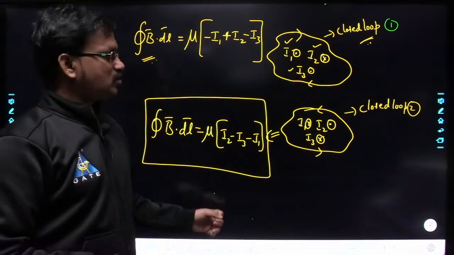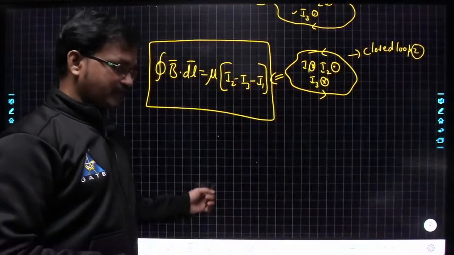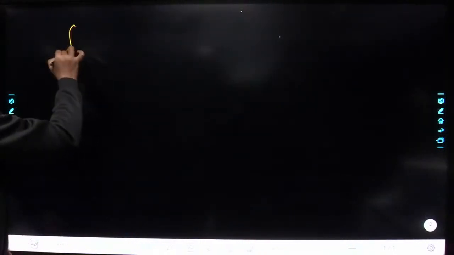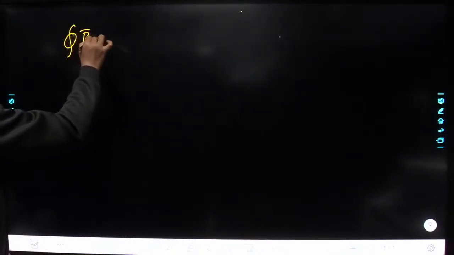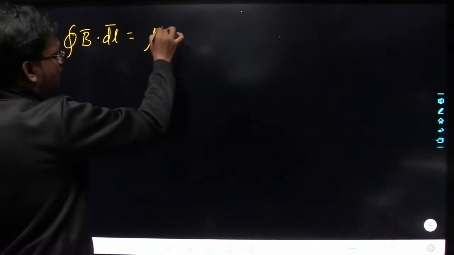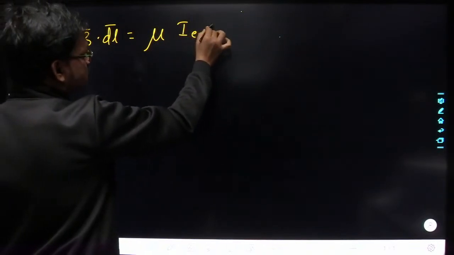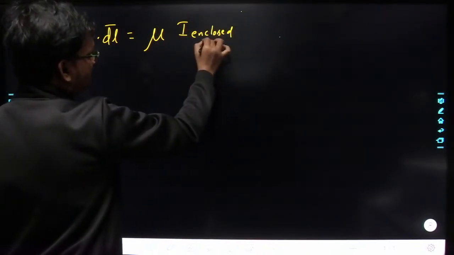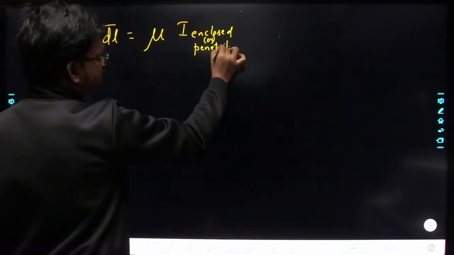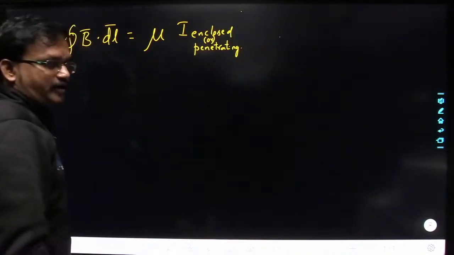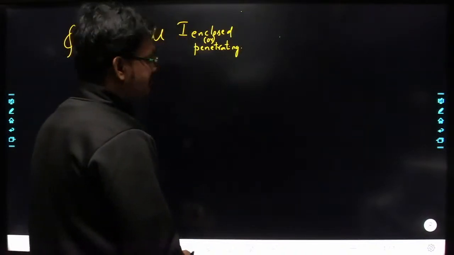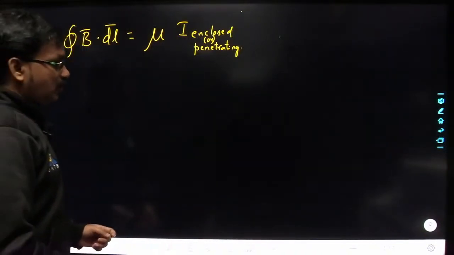So you have understood how to write this Ampere's law. That is, the circulation of B field around any closed loop is equal to mu times I enclosed, or I penetrating. Okay.